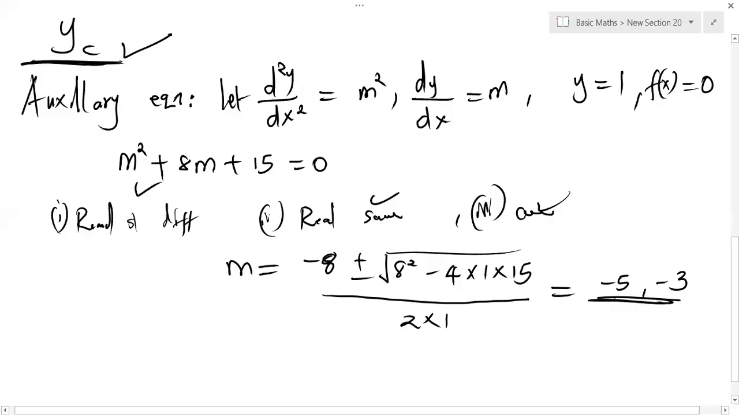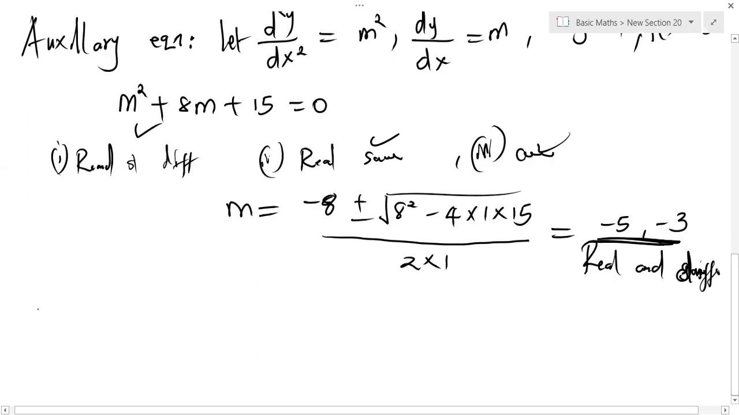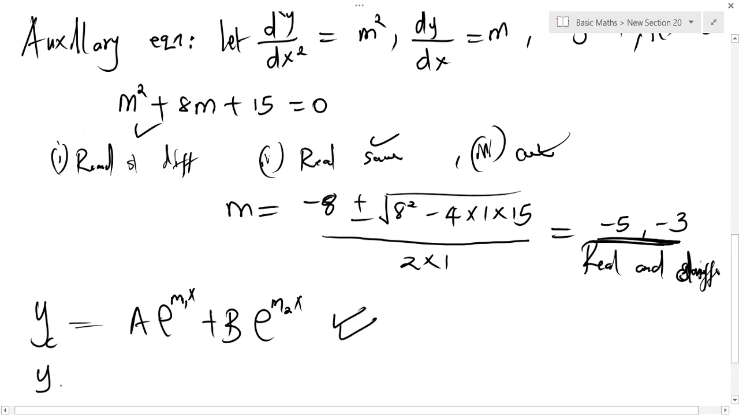So clearly, our values of m are real and different. For real and different, yc is given by a exponential m1x plus b exponential m2x. So in our case here, our yc will be a exponential minus 5x plus b exponential minus 3x. This is our yc.